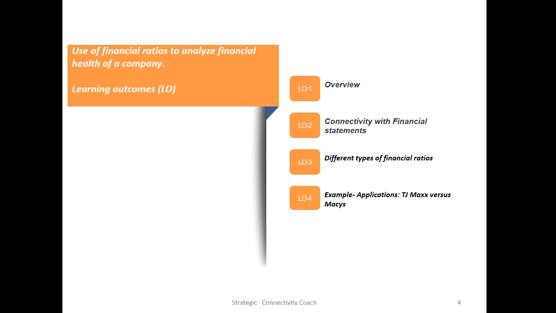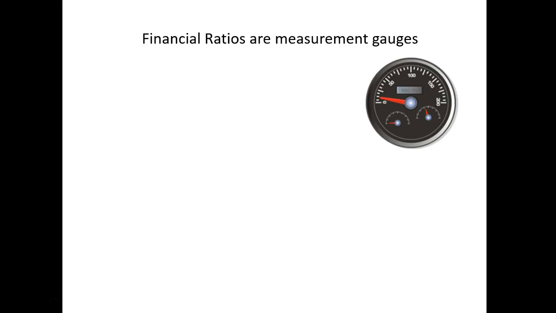I'll share with you some of the ratios, and then, just to see how one would apply them, I will take some of the ratios, maybe 3 or 4 of them, and we're going to look at 2 companies, TJ Maxx and Macy's. They're both obviously in the retail industry. So financial ratios, I describe them as measurement gauges. This is a way to measure how well the company is doing.